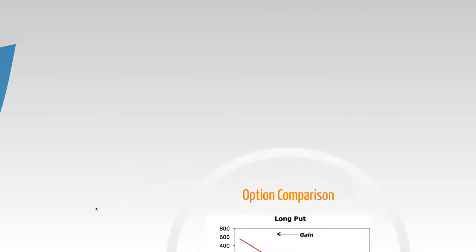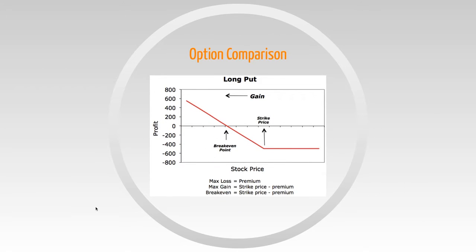The next position we'll look at is the long put. This is when we're purchasing the right to sell a security. In other words, we have a bearish position. We're looking for the stock market price to decline. And again, we can see here we start off underwater because we've paid that premium right up front. As long as we get beyond this break-even point, we'll make money.